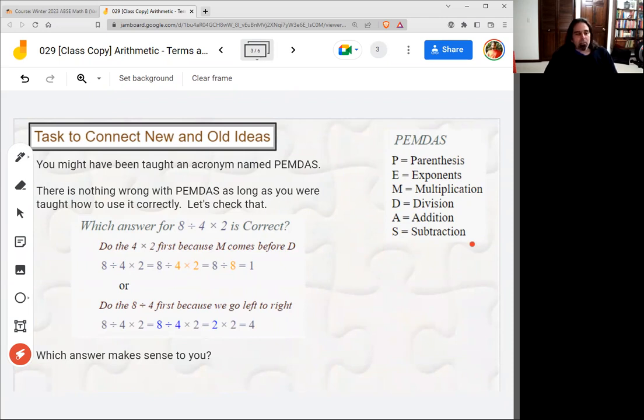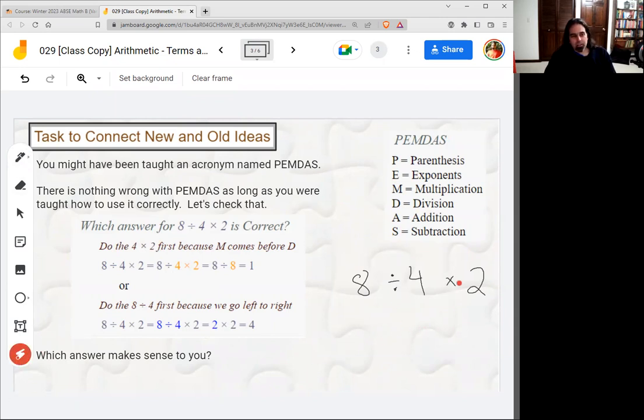PEMDAS is an acronym that talks about order of operations. If you have some choice, or what looks like it's maybe a choice, then which types of arithmetic do you do first? So let's look at this problem here. If somebody just wrote on the board 8 divided by 4 times 2, then it's usual, if we haven't already talked about order of operations, that if I was to ask everyone what happens, I will get 2 different answers.